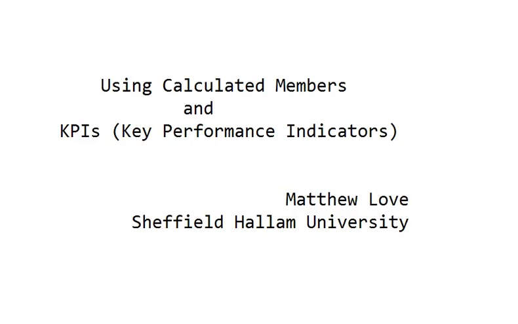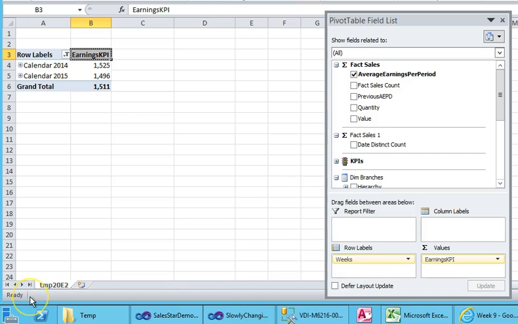Welcome to this demonstration on how to use calculated members and how to set up key performance indicators so that you get visual presentations on the Excel screens showing how your business is doing. This is an example of what we might be trying to achieve, and it is using the Sales Star Demo example. And here we have an earnings per period.